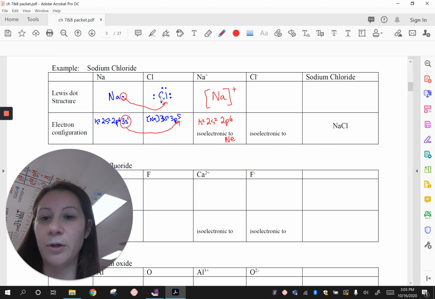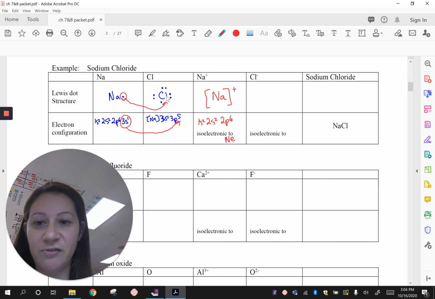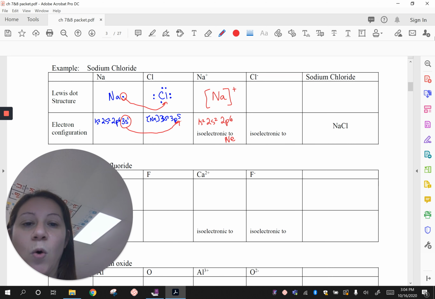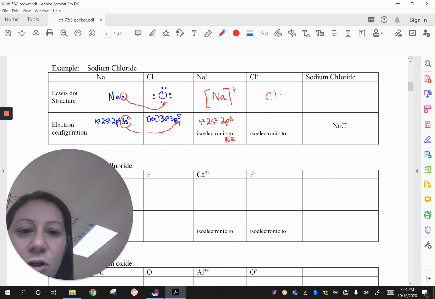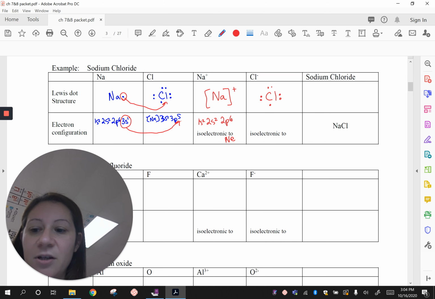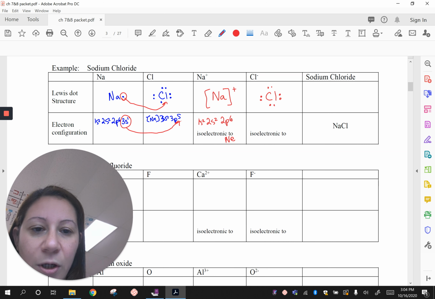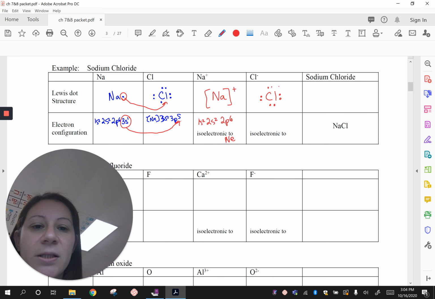Okay, let's look at the chlorine. The chlorine gained an electron to become chloride ion. Normally it has 7 valence electrons, but now it gained one more. So we need to show that. There's 1, 2, 3, 4, 5, 6, 7. Those are the normal 7, but then it gained one more, so we're going to put it here. And to show that it's an ion, we always put brackets and the charge.